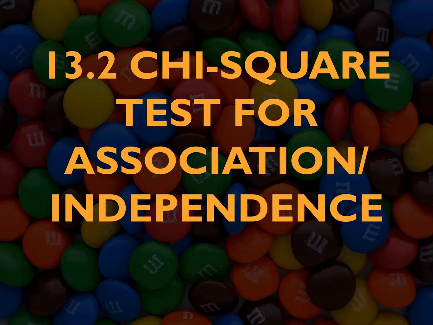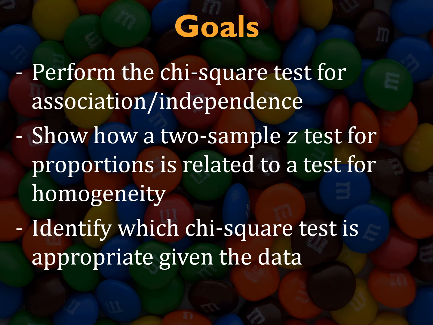Hello class, this is section 13.2, the chi-square test for association/independence. We're going to go over this last chi-square test, even though it won't actually be covered on the AP test, but I'm going to go over it anyway just to complete the chapter. Our goals are to perform the chi-square test for association/independence, show how a two-sample z-test for proportions is related to a test for homogeneity, and then choose which chi-square test is appropriate given the data.